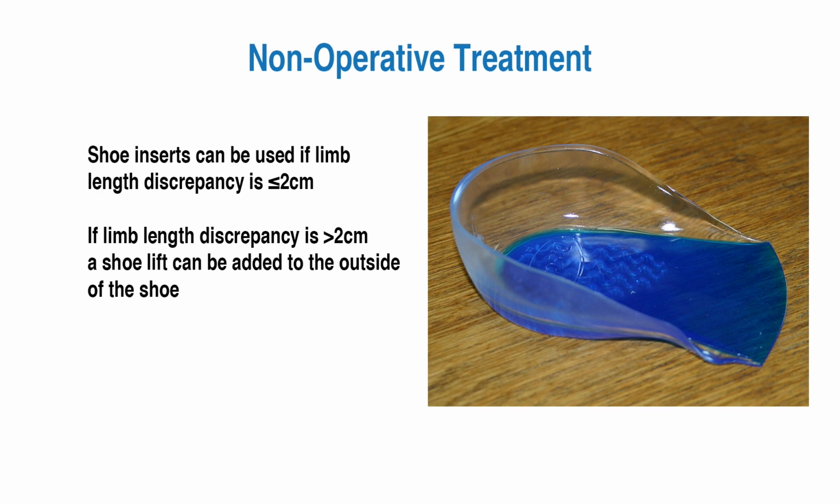Once a difference reaches greater than 2 centimeters, but patients and families would still like the difference to be managed with non-operative means, the shoe lift will need to be placed on the outside of the shoe, generally added to the bottom of the shoe.